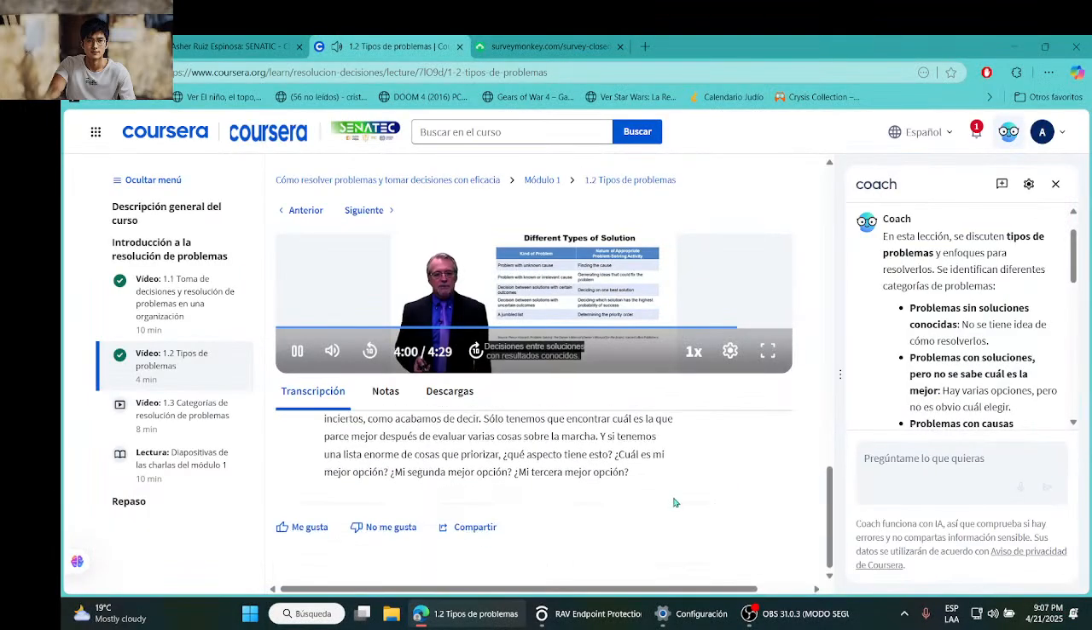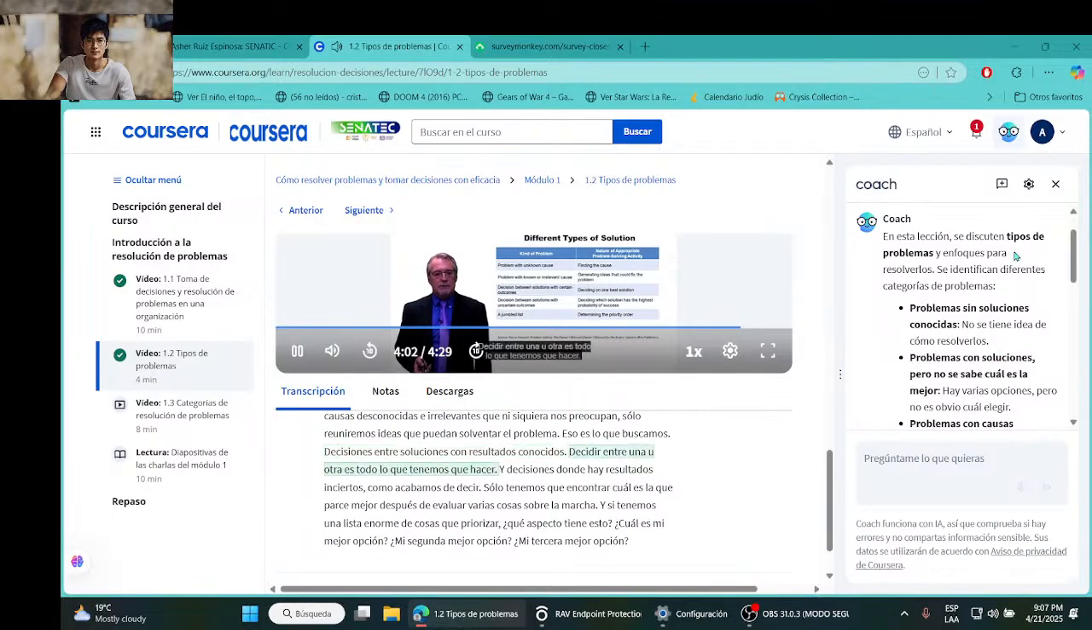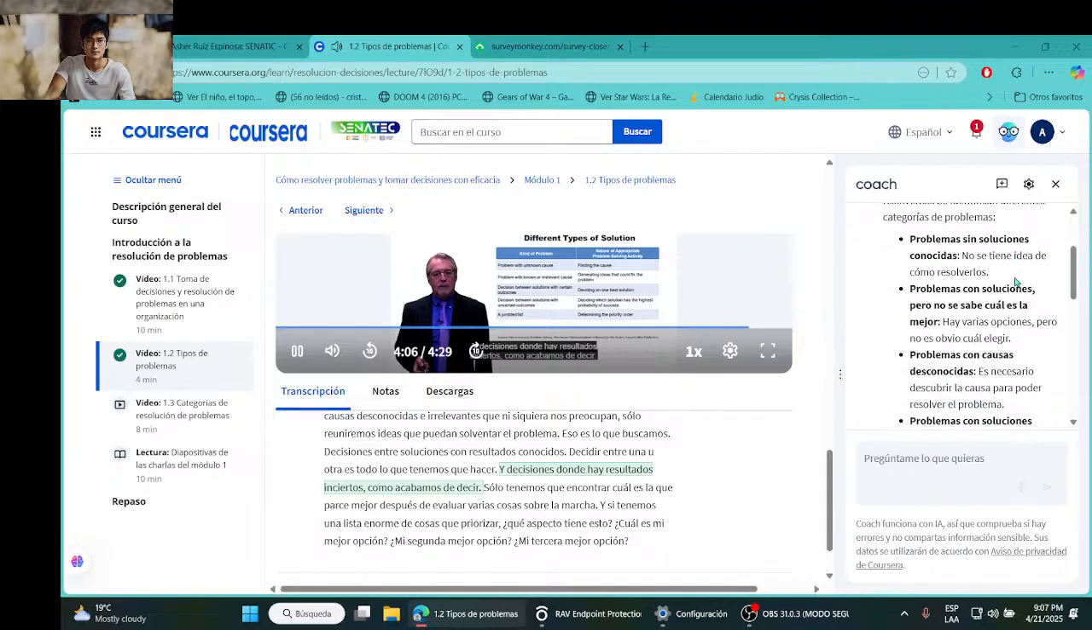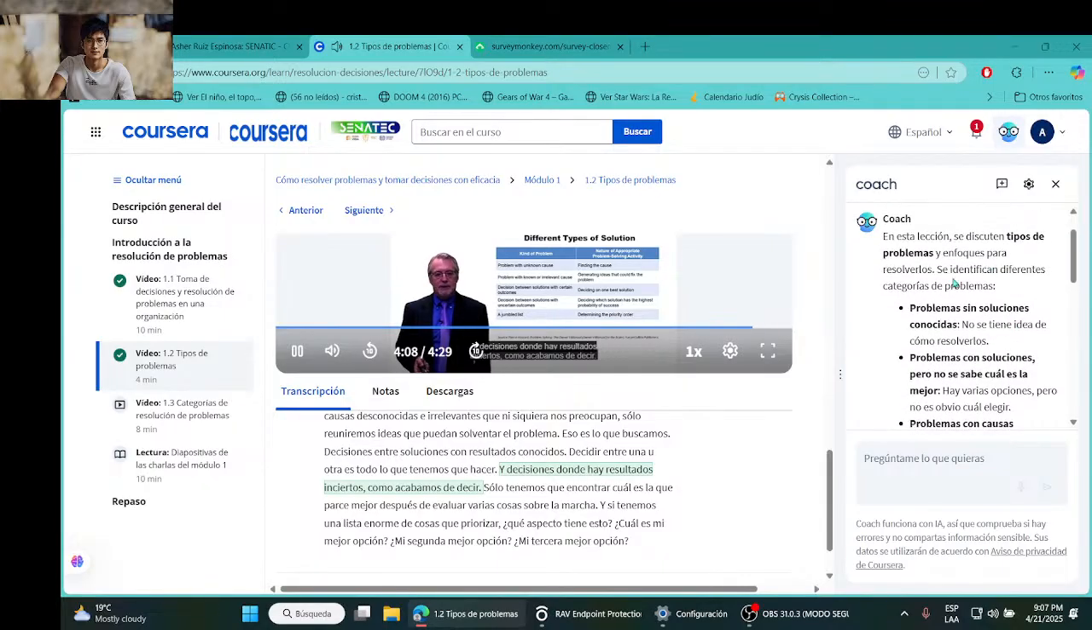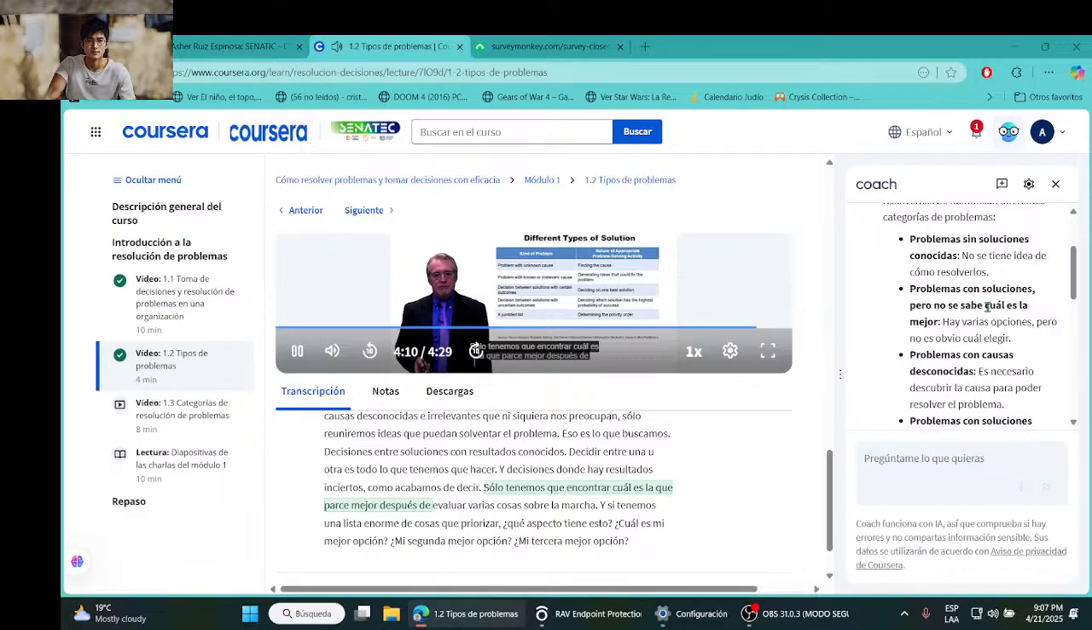Decisions between solutions with certain outcomes, decide on one or the other, all we need to do. And decisions where there are uncertain outcomes like we just discussed, we just have to figure out which one looks the best out of these with a number of things we evaluate along the way. And then if we just have this whole jumbled list, we need to get this prioritized. What does this look like? What's my best choice, my second best choice, my third best choice?